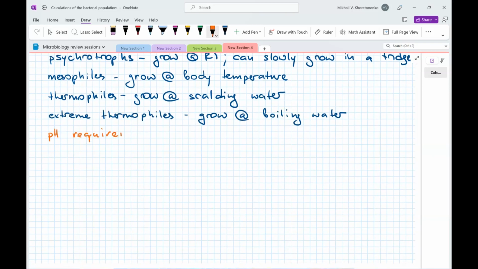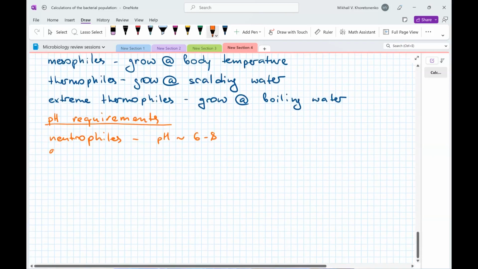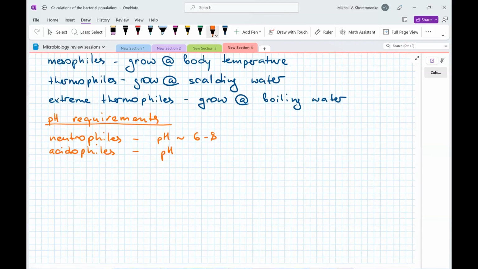pH requirements. This is very easy. Neutrophiles, which are most human pathogens, pH between 6 and 8. Acidophiles, pH lower than 6. Okay, does that make sense so far? And alkaliphiles, pH more than 8.